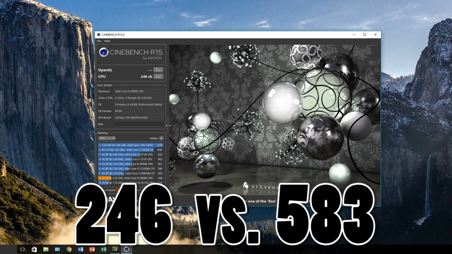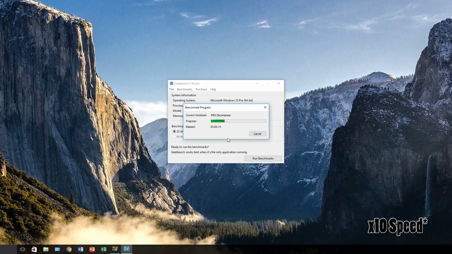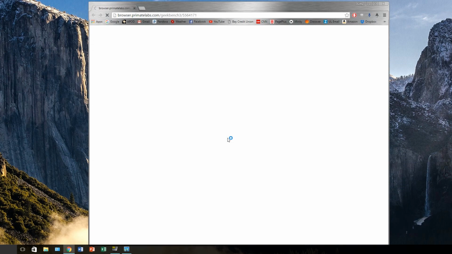We only achieved a score of 256 CP, which is a little under half of what we achieved with our quad-core CPU at 583. But let's move on to Geekbench, because Geekbench is going to show us something special here. Geekbench not only measures the multi-core performance of our CPU, but also the single-core performance. And if our theory is true about single-core performance and it being the exact same CPU, I guess it's not really a theory, it's kind of already proven, our single-core score should be nearly identical.